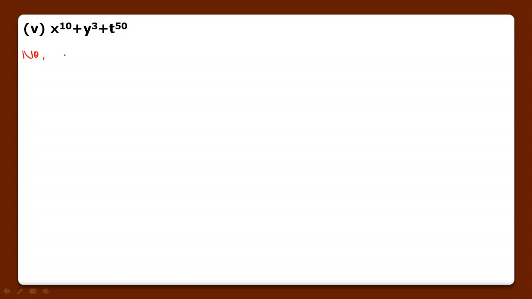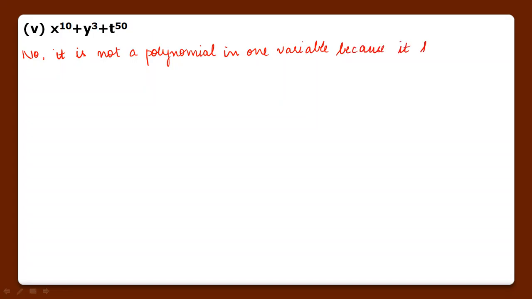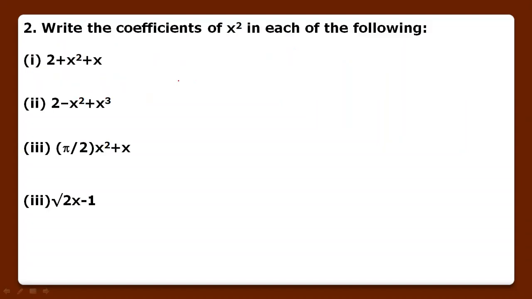So we can write here, no, it is not a polynomial in one variable because it has three variables, that is x, y and t. So this is the reason. Let's come to next question.